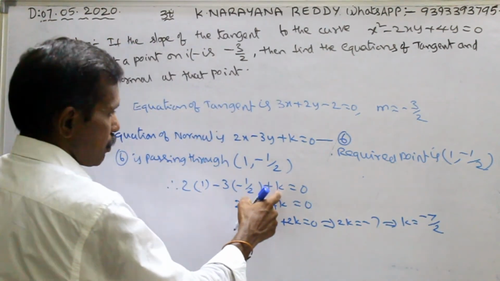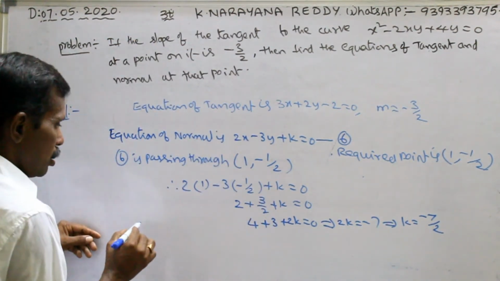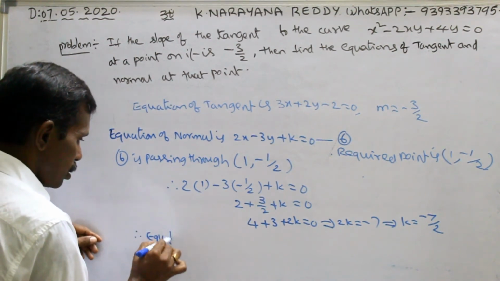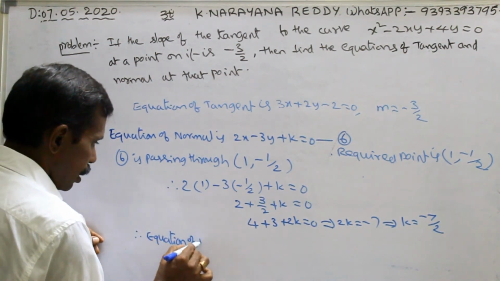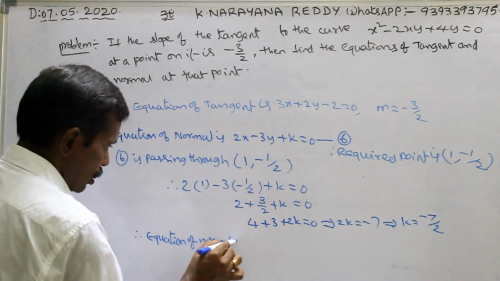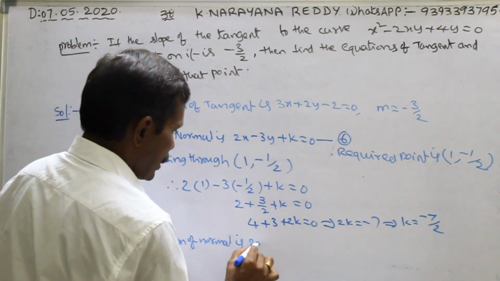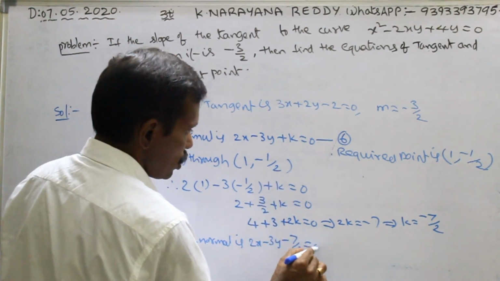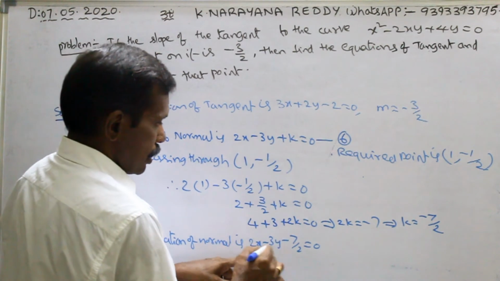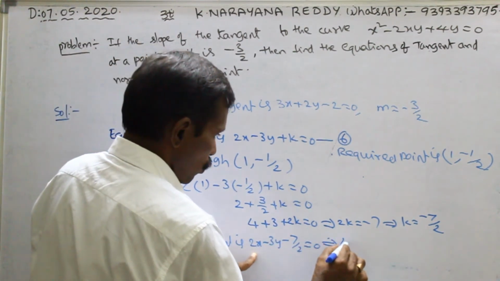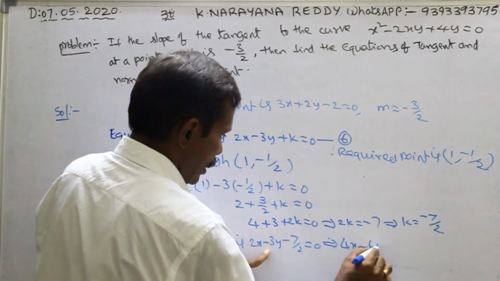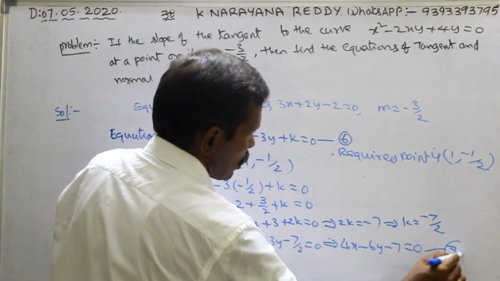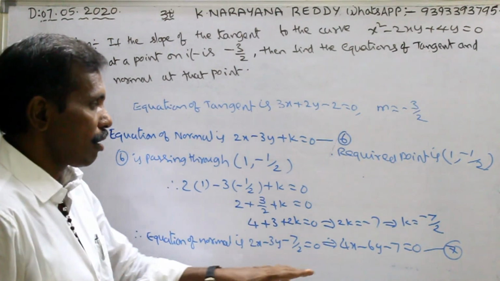Now substitute the value in this equation. Therefore, equation of normal is 2x minus 3y plus k means plus 7 by 2 equals to 0. Now LCM. 4x minus 6y minus 7 equals to 0. This is number 7. This is required normal equation.